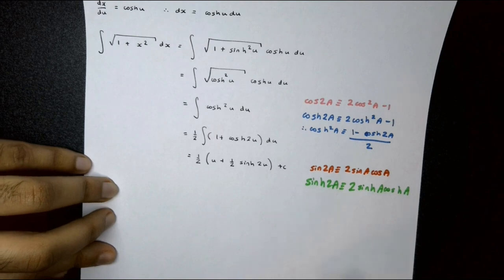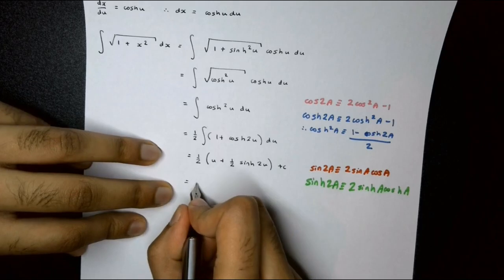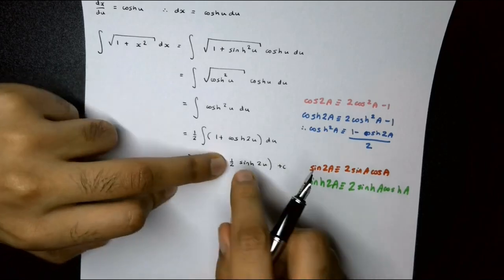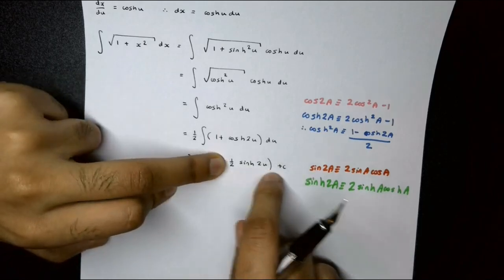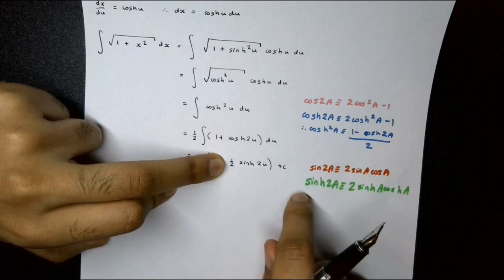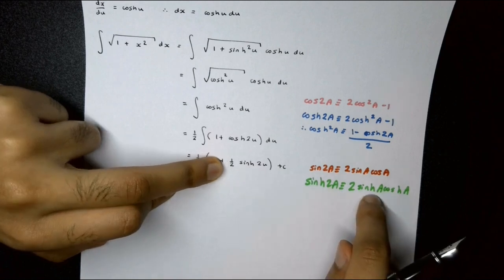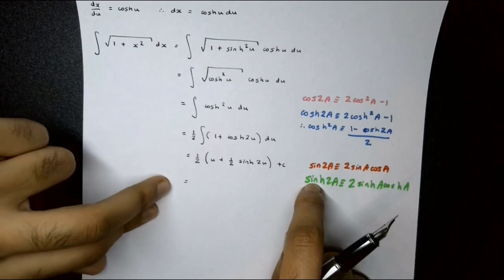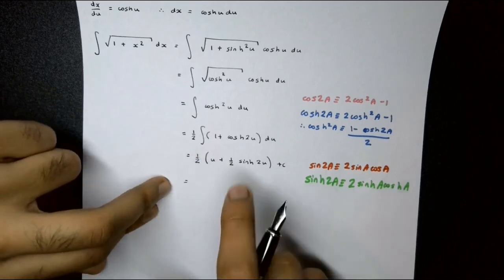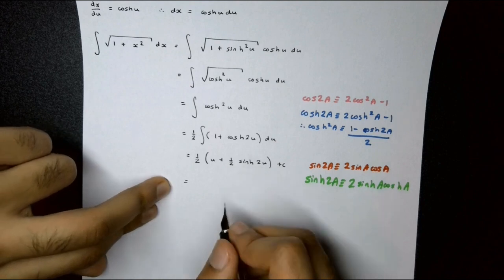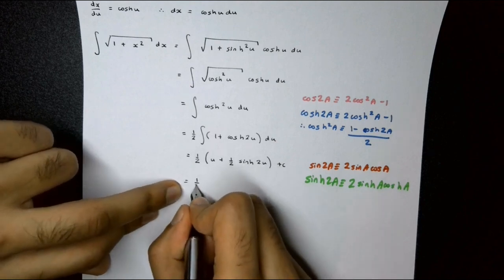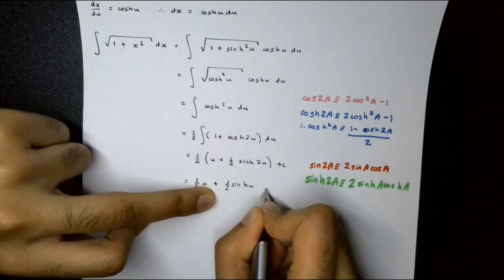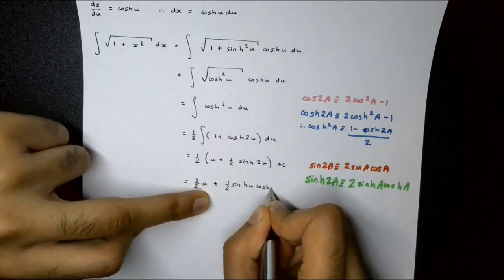So if we replace as necessary, hopefully here you can see 1/2 lots of hyperbolic sine of 2u is going to equal hyperbolic sine of u times by hyperbolic cos of u, and that's because we're dividing by 2 over here. So what we'll end up with then is 1/2 u plus 1/2 times by hyperbolic sine of u times by hyperbolic cos of u.